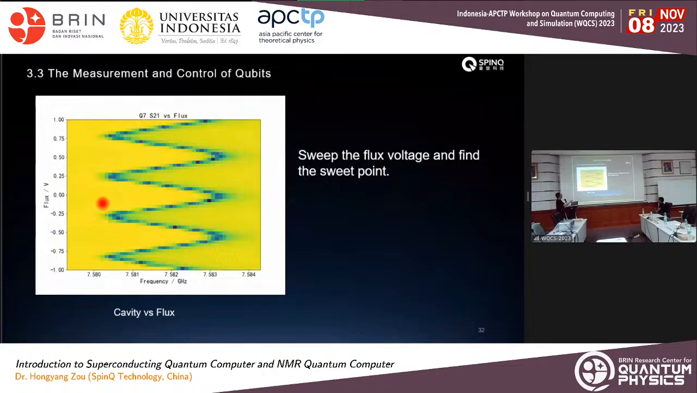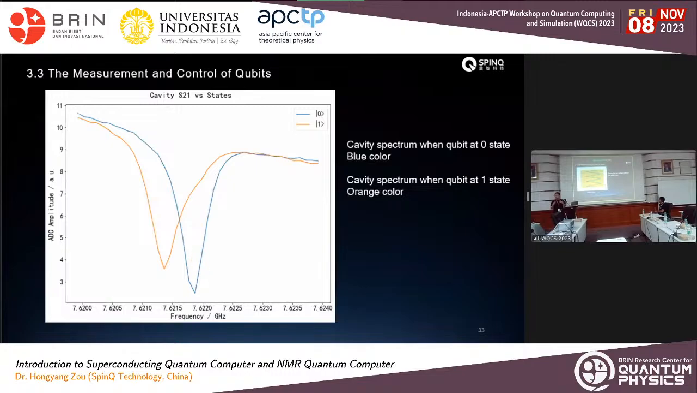And compare with when the qubit frequency is very near the bare cavity, you cannot tell whether it is the cavity when the qubit is at 0 state or 1 state. If the qubit is at 0 state, then you scan the cavity, you will get this original one. So this is how we measure out the final results.